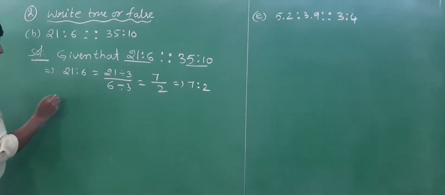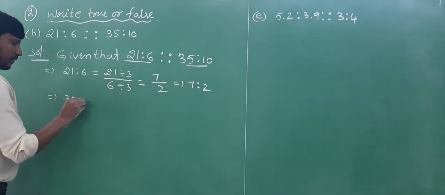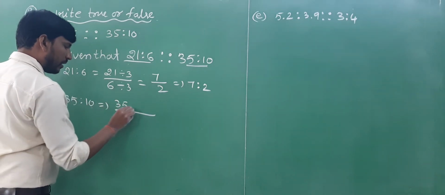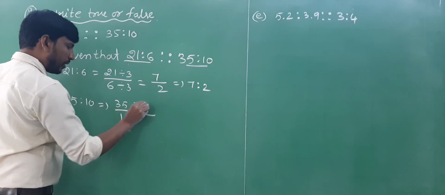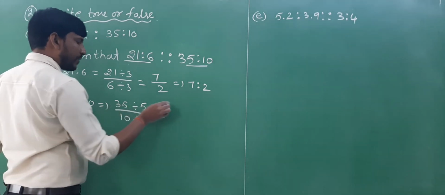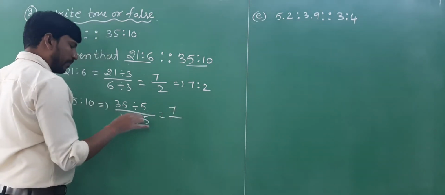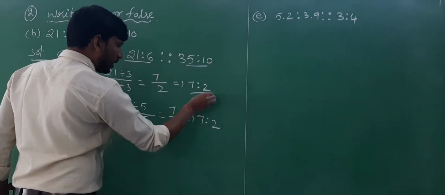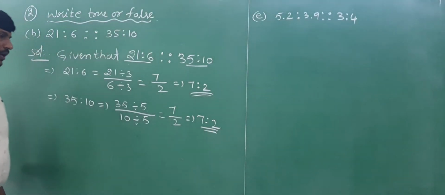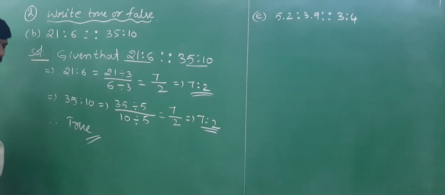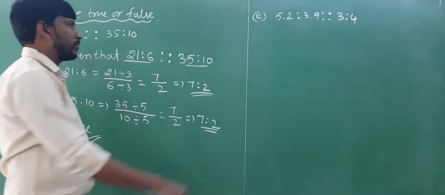The next one is 35 is to 10, which implies 35 by 10. Both are multiples of 5, so we can divide with 5. 35 divided by 5 is 7, 10 divided by 5 is 2, which is 7 is to 2. Yes, we got the ratios equal. So therefore it is a true statement.